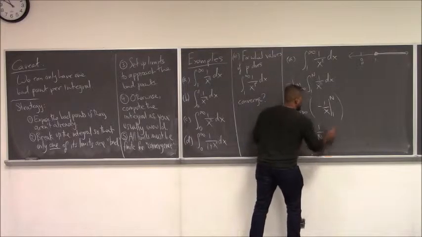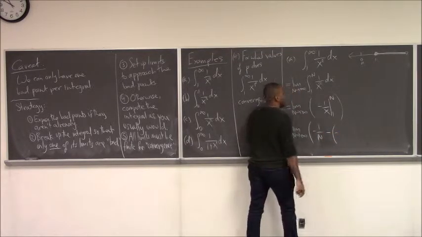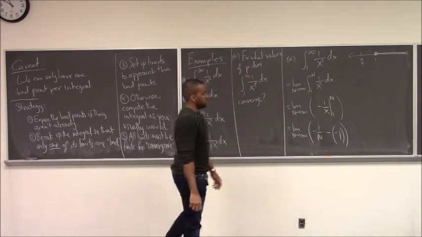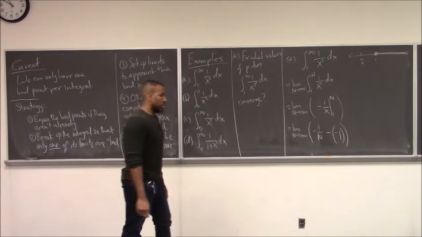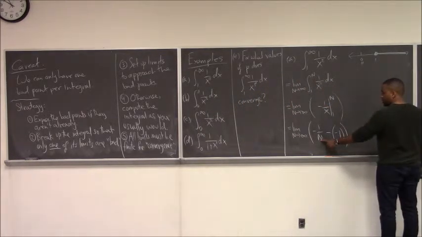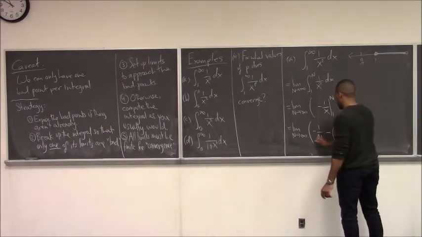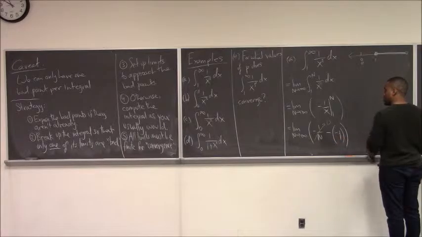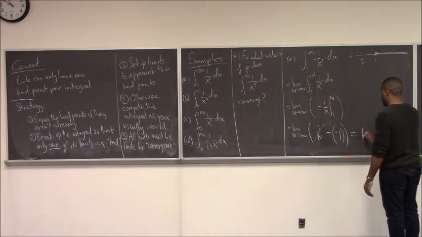Minus, you plug in 1. And so now you take the limit. What is the limit of 1 over n as n goes to infinity? 0. So this ends up being minus 1 times minus 1. You actually get 1 as the answer. This converges.